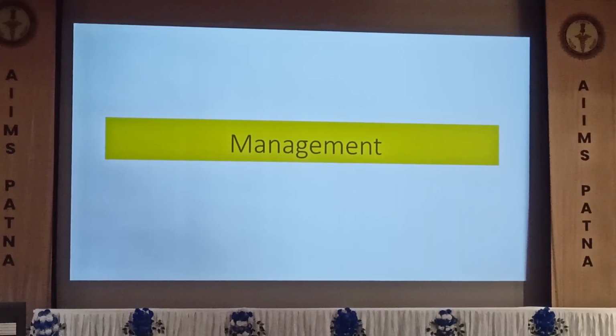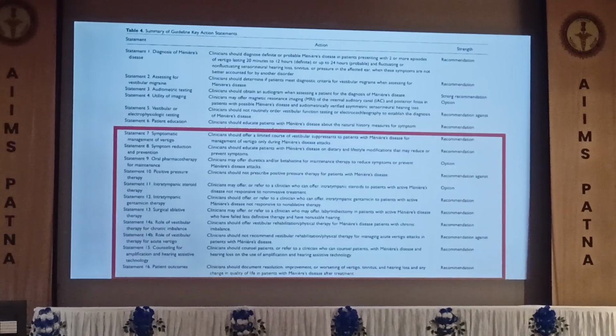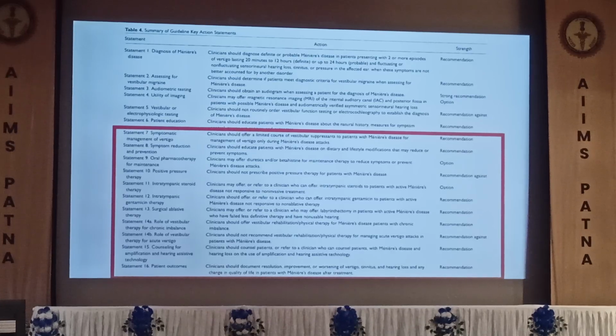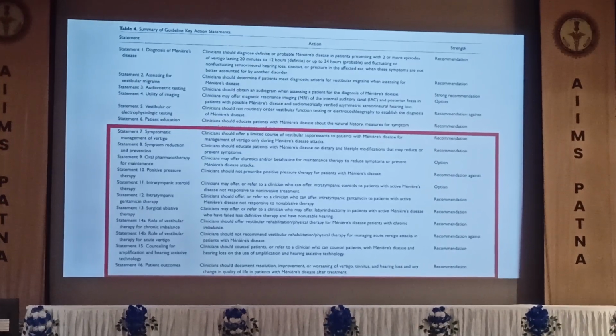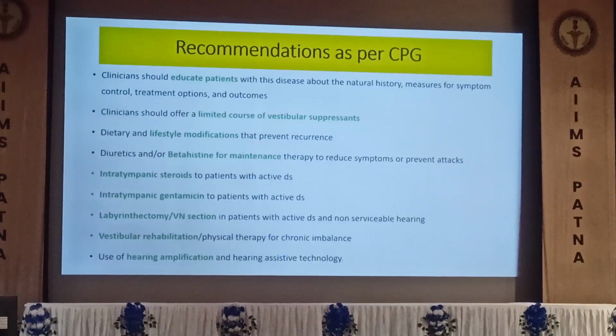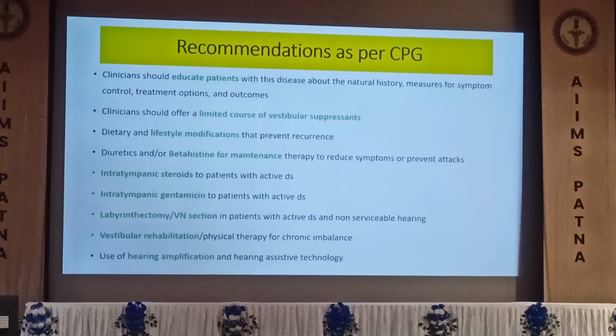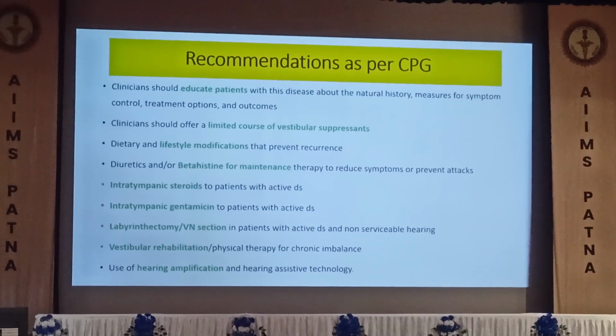So once you have diagnosed, you have differentiated, you have investigated, how do you manage? And that's where, again, these strong recommendations versus non-recommendations versus options come in from the Academy. So what does the Academy tell you in the clinical practice guideline? First and foremost, educate the patient, talk to them.